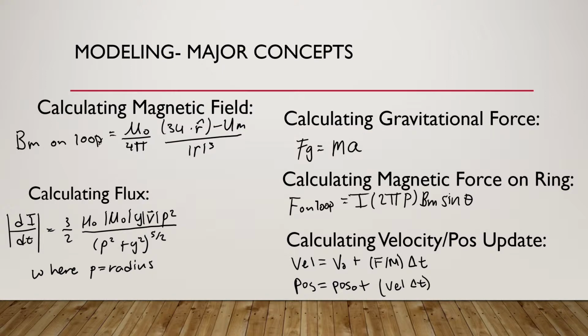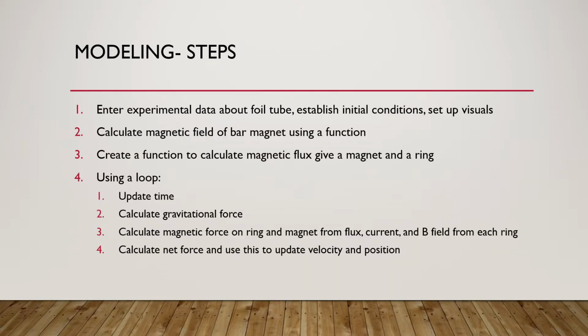After completing the experiment, the first step I took for this lab was to collect all of the equations I would need to translate into Python to create the computational model. You can see on this slide the equations I used to calculate magnetic field, the flux created by the magnet in motion, the gravitational force, the magnetic force acting on the ring, and the velocity and position update formulas. All of these formulas were used to step through the process of modeling the motion of the magnet.